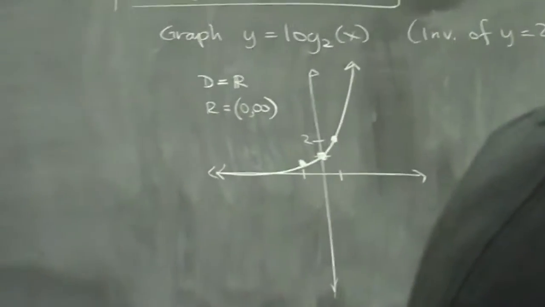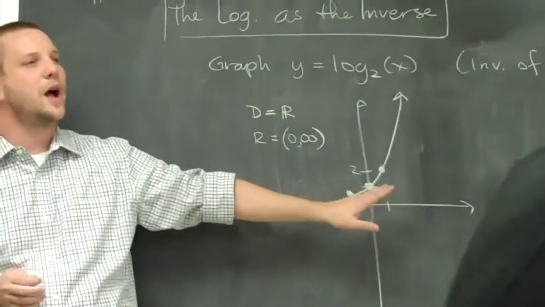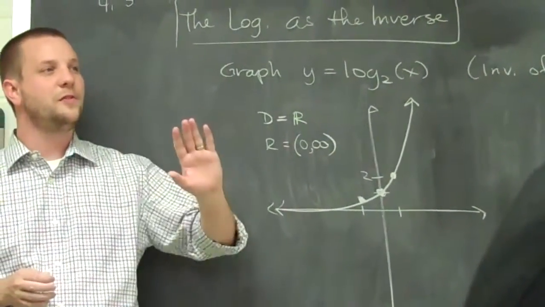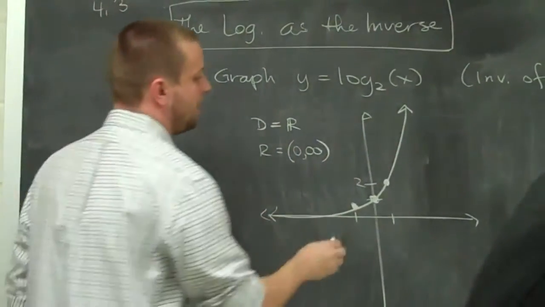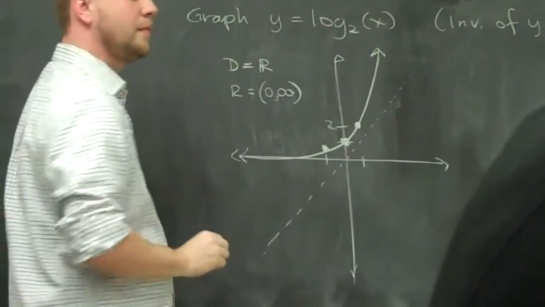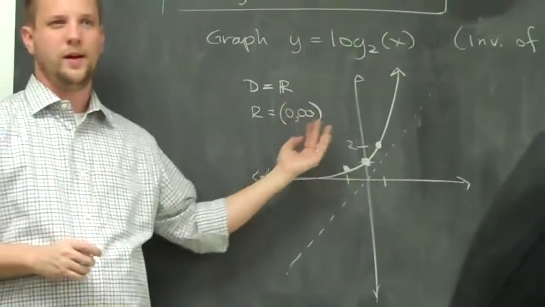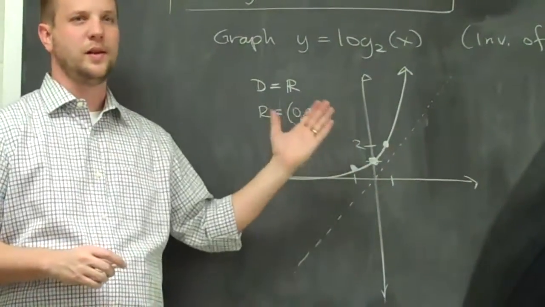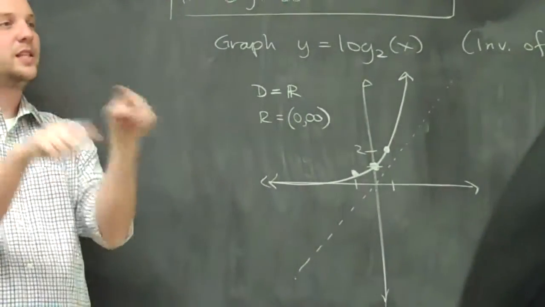So if this is 2 to the x, and I want to graph its inverse, graphically, does anyone remember how I come up with the inverse? We reflected over the y equals x line, right? If I've got my y equals x line, I'm going to do some reflecting. Point by point, when I reflect something over the y equals x line, what happens to my points? X and y flip. I switch x's and y's.